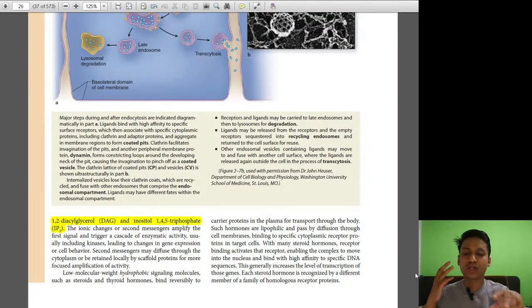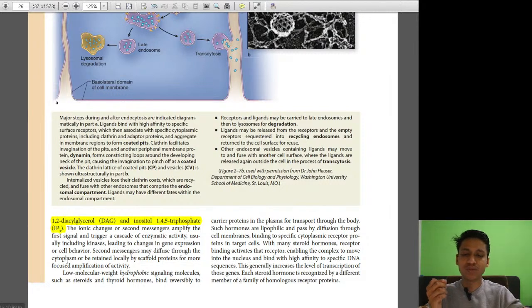The ionic changes or the second messenger amplify the first signal and trigger a cascade of enzymatic activity, usually including kinases, leading to changes in gene expression or cell behavior. So why is a second signal required? Just to have a larger impact. It usually increases the kinase work, and it helps lead to changes in gene expression and cell behavior. That is what we wanted. The signal came to the cell for only one reason: to change a particular behavior.